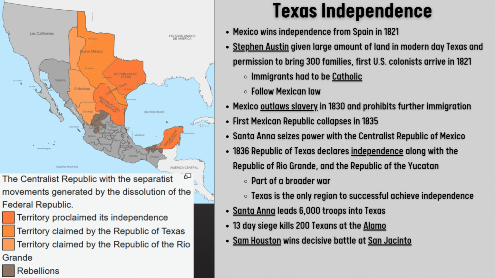By 1835, the first Mexican republic had collapsed, leading to Santa Anna's rise to power with the Centralist Republic of Mexico. In 1836, amidst a broader conflict, Texas declared independence. It was a tumultuous time, but Texas uniquely seceded where others didn't. Santa Anna's response was fierce, leading 6,000 troops into Texas and resulting in the tragic 13-day siege at the Alamo, where 200 Texans lost their lives. But the tides turned at the Battle of San Jacinto, where Sam Houston led his force in a decisive victory. This was a pivotal moment that shaped the future of Texas.